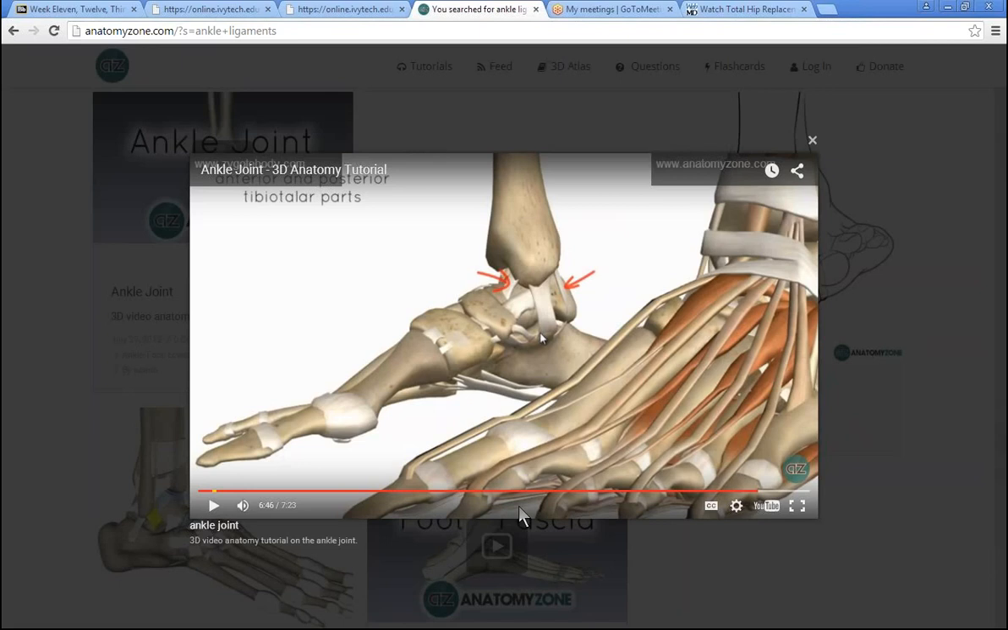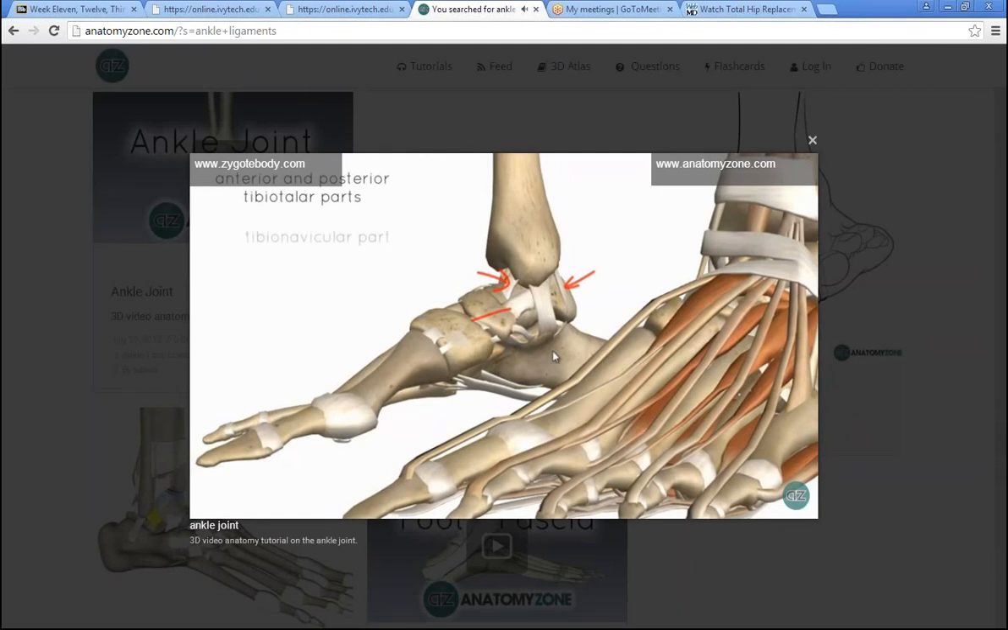So the talus is going to have 2 ligaments, an anterior and posterior, on each side, 2 for the fibula and 2 for the tibia. And then you've got ligaments which attach to the navicular anteriorly and to the calcaneus inferiorly. So you've got a tibio-navicular part and a tibio-calcaneal part.